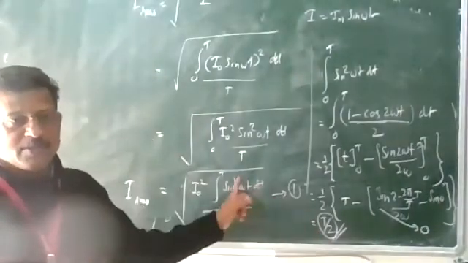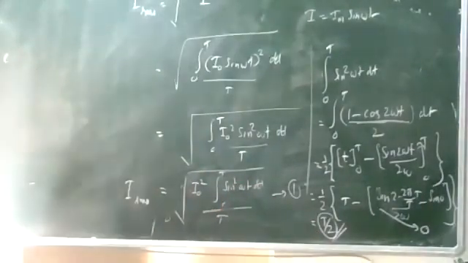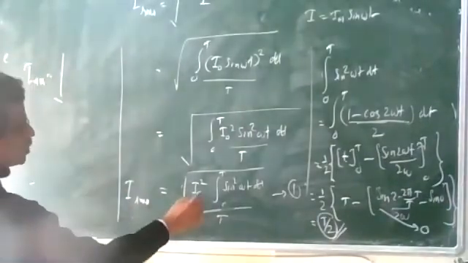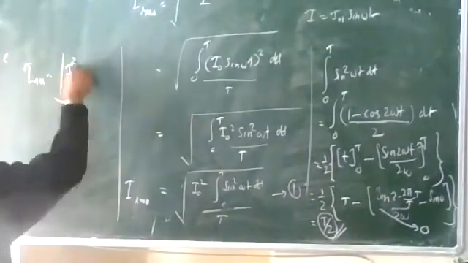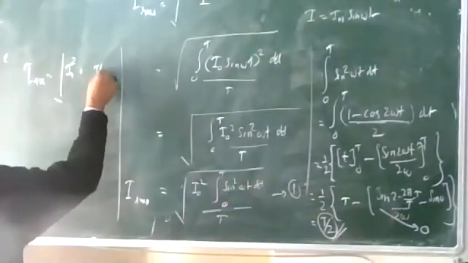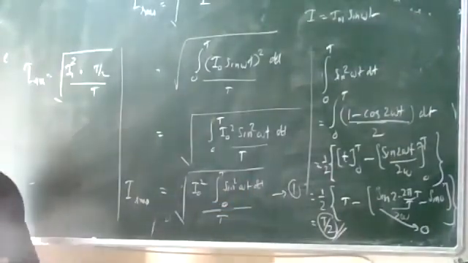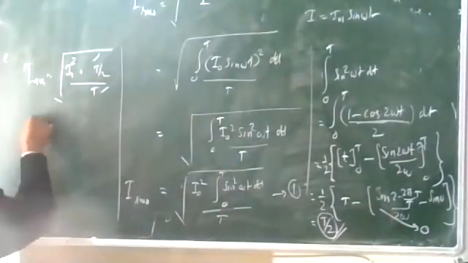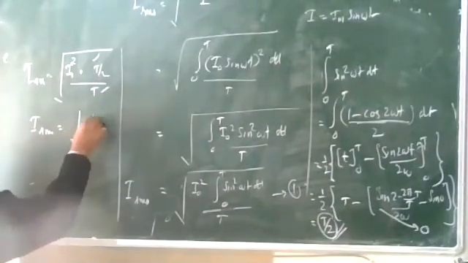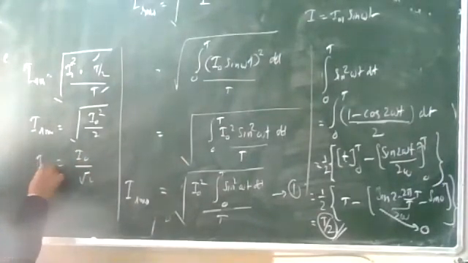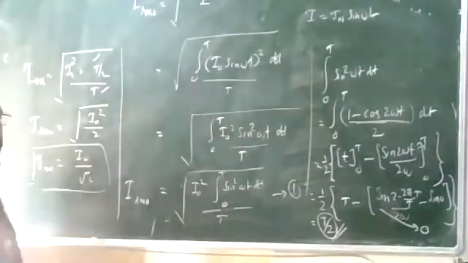So this value will be substituted here. So we get the value of I R M S. This is equal to the square root of I naught square, which is already there, under the integral sin square omega t dt between the limits 0 to t, which is t by 2, with t below. So dt cancels top and bottom. The remaining I RMS is equal to the square root of I naught square by 2, that is I naught by root 2. This is the I RMS value.